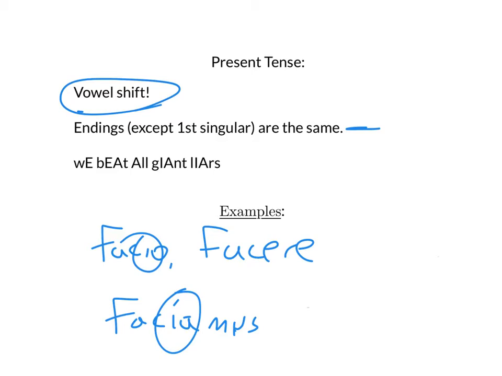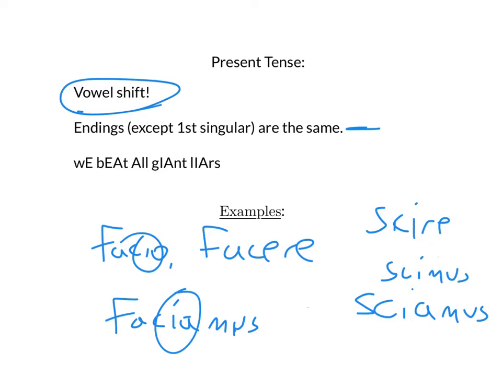The same thing happens in the fourth. So if you have scire, you have the difference between scimus and sciamus. Scimus being the indicative, sciamus retaining the IA. And the I hangs on because it's a fourth. It's got that I there. So you have third IO right here. You have fourth. They both hang on to their I, but they still add the A.